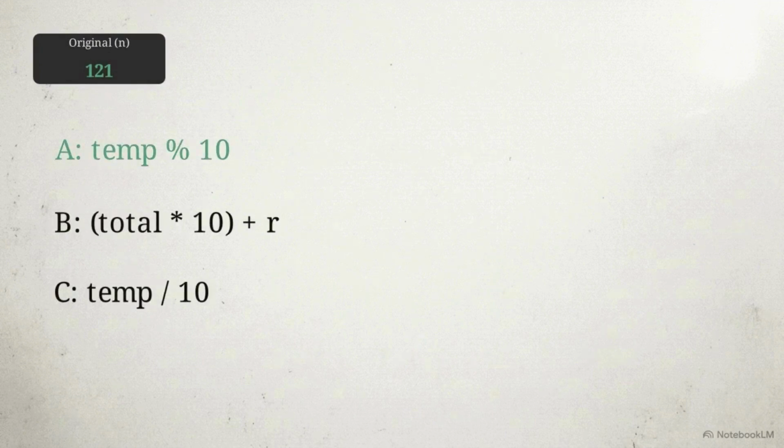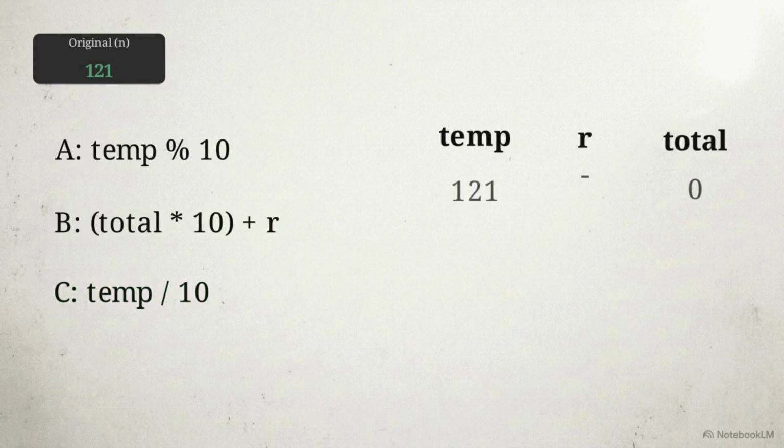We use modulo 10 to isolate the last digit, multiplication and addition to build the reverse total, and integer division to remove the processed digit from the temporary value. Using 121 as our example, 121 modulo 10 gives us a remainder of 1. We add that to our total. Then, integer division by 10 removes that last digit, leaving our temporary value at 12.